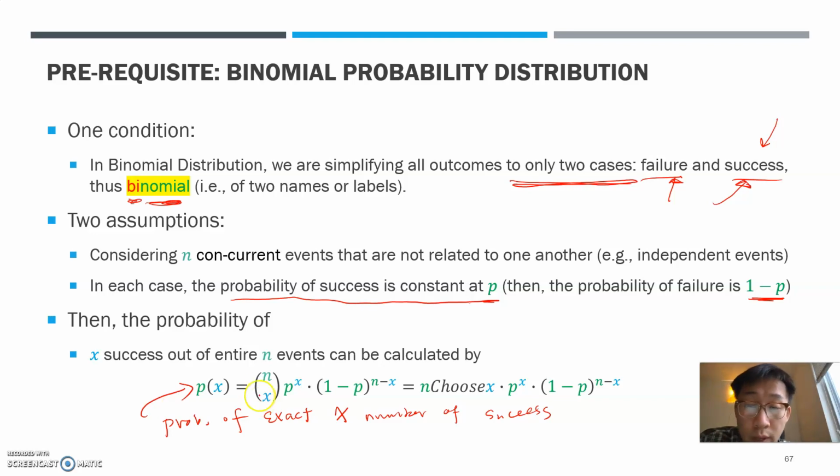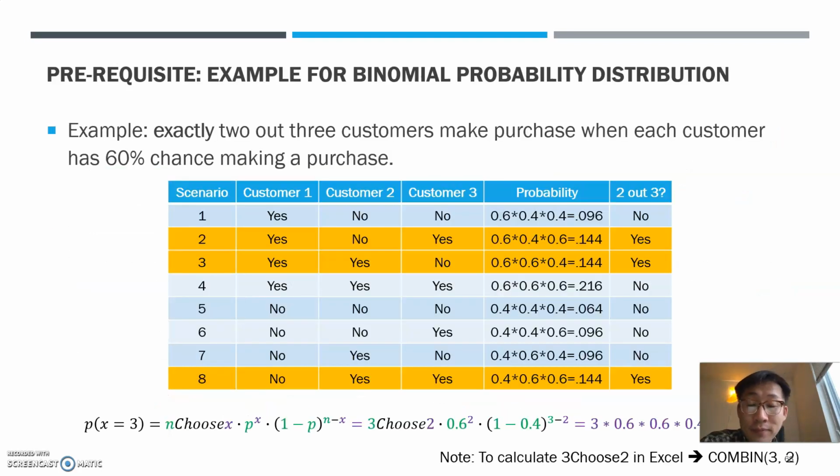So what is this? This is called the binomial coefficient, which I'm going to explain to you later. And p to the power of x and 1 minus p to the power of n minus x. So a simplified version is n choose x, p to the power of x, and so forth. Let me show you what this is, okay?